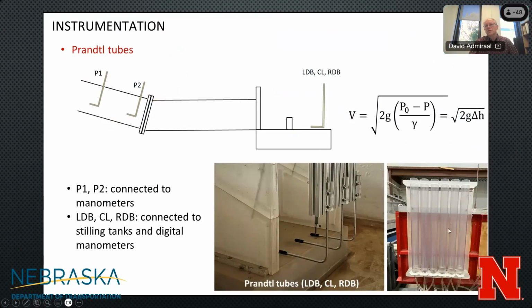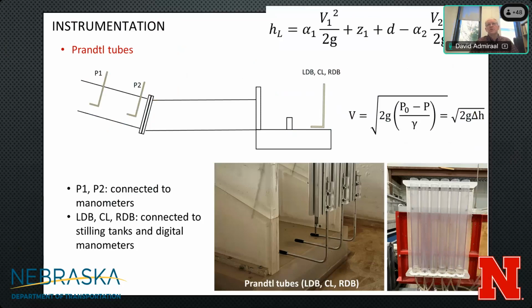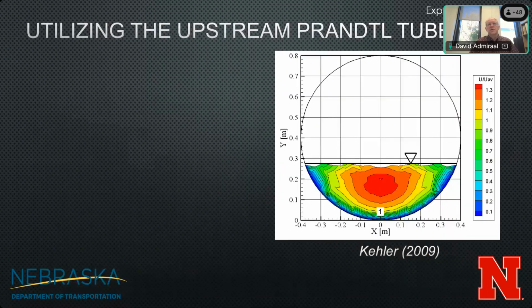And then we have these stilling basins. Remember, with a Prandtl tube, you have to measure both the static pressure and the stagnation pressure. So there are 2 stilling basins for each Prandtl tube, and we look to see how high the water level gets in here. If we measure the difference between static and stagnation pressure this way, we can get the velocity. Measuring it with these would be hard to do. These are really just basically stilling wells, but then we connect these to electronic or digital manometers, and we can get very accurate velocities that way. And then we use the energy equation to get head losses.